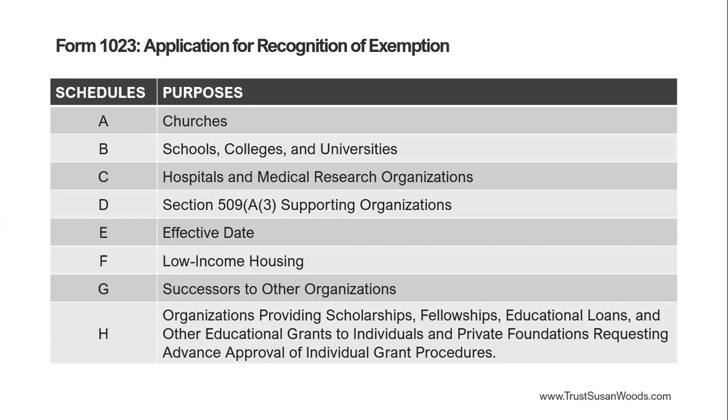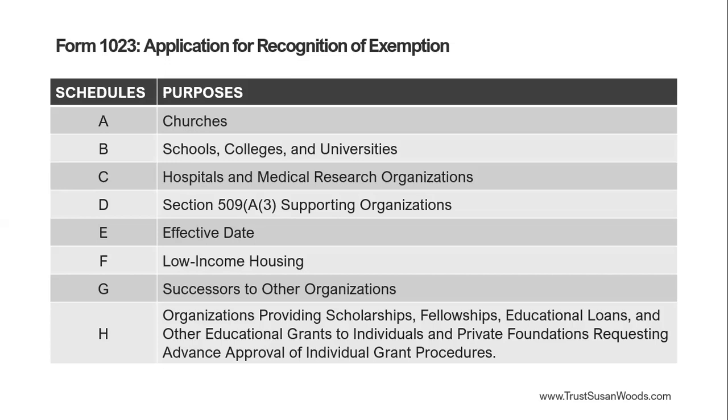Schedule B will be completed if you plan to start a school, a college, or university. Schedule C you will complete if you plan to start a hospital or medical research organization, and so on and so forth. But you want to know what each schedule means, or the purposes of each schedule, because if you, for example, plan to do low income housing, which I'm seeing a lot of people do lately, then you would need to complete a Schedule F.